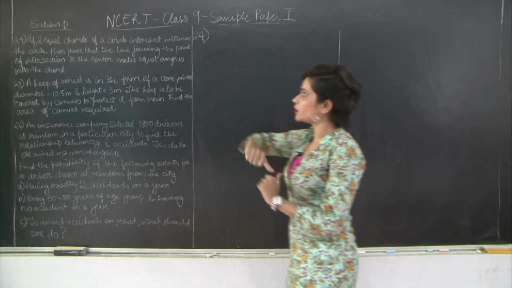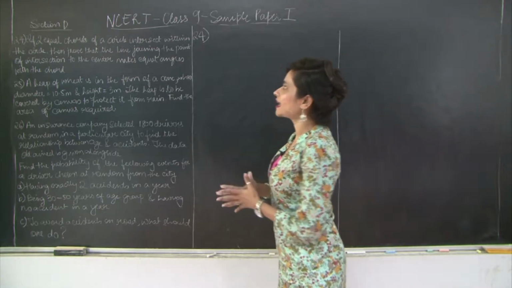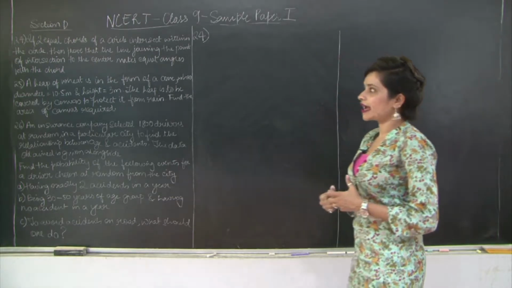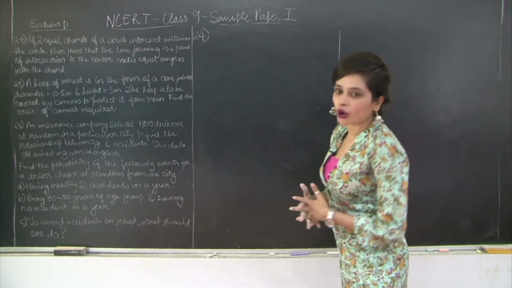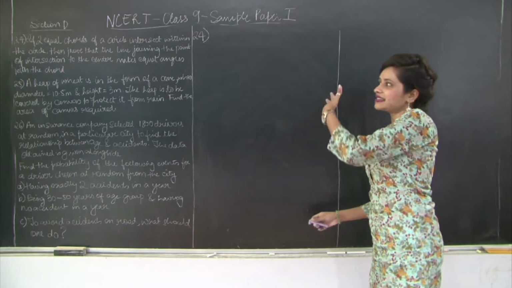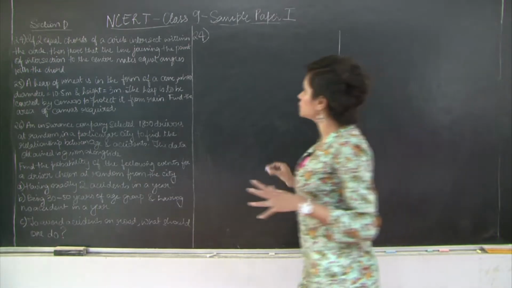If two equal chords of a circle intersect within the circle, then prove that the line joining the point of intersection to the center makes equal angles with the chord. So, how do we do this? First, obviously, we do not understand anything by just reading it. We are going to first draw the circle and the required construction.